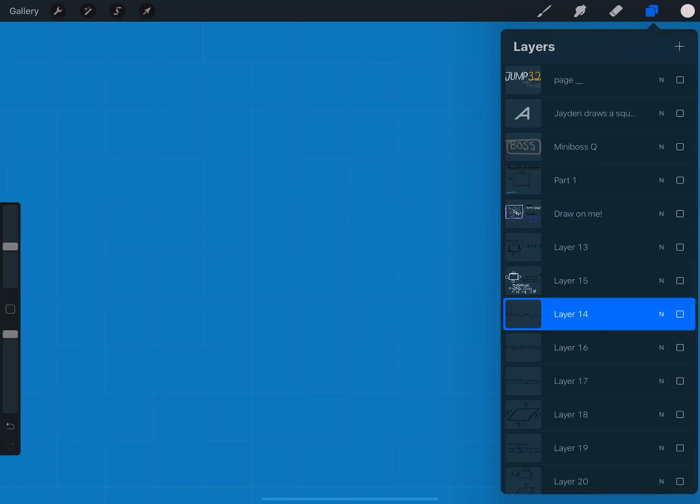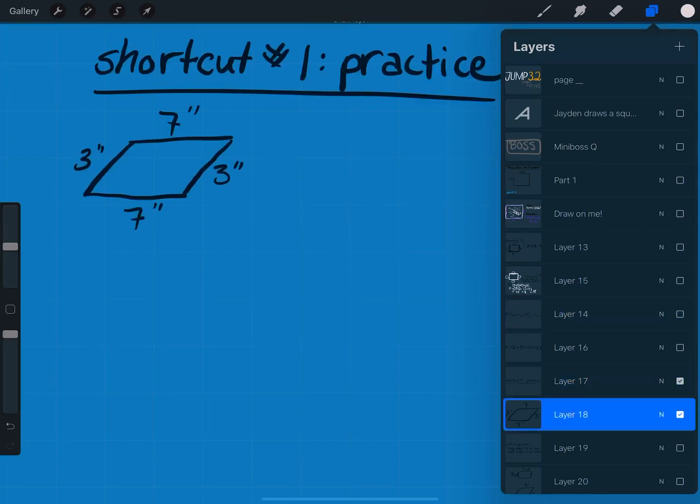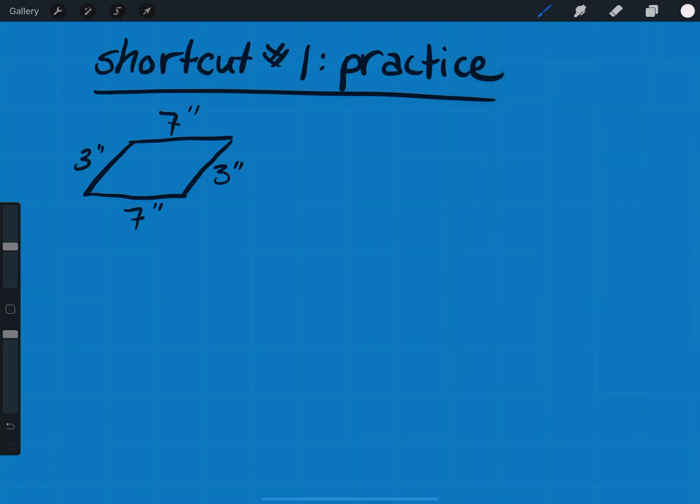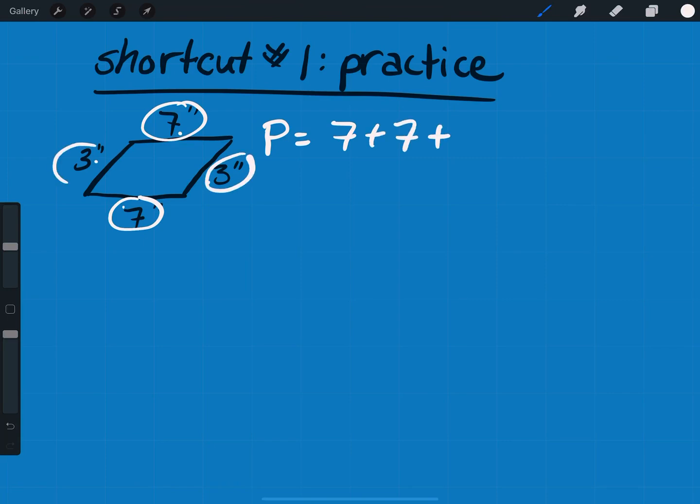Here we go. Alright, so just to practice this shortcut, we're going to find the perimeter of this shape. It's a parallelogram, which means you find the perimeter the same exact way as finding the rectangle perimeter. You're just going to add all these sides. So I'm going to add 7 plus 7 first, and then I'm going to add plus 3 plus 3.